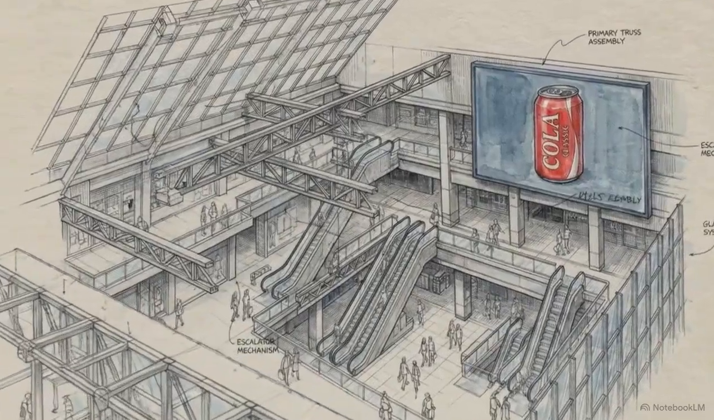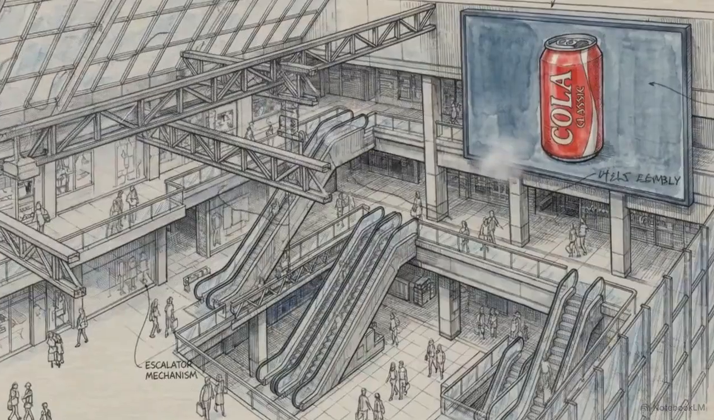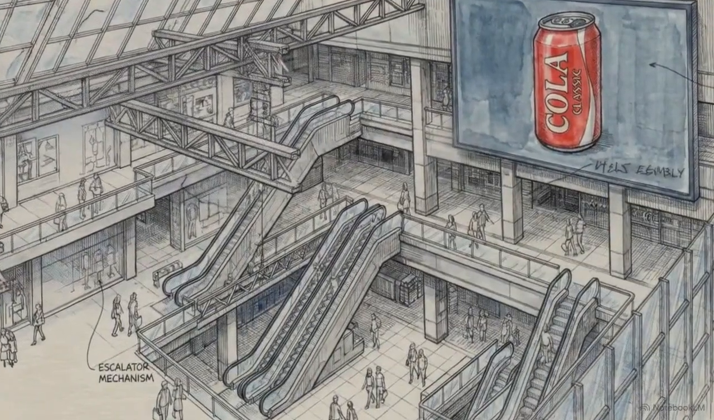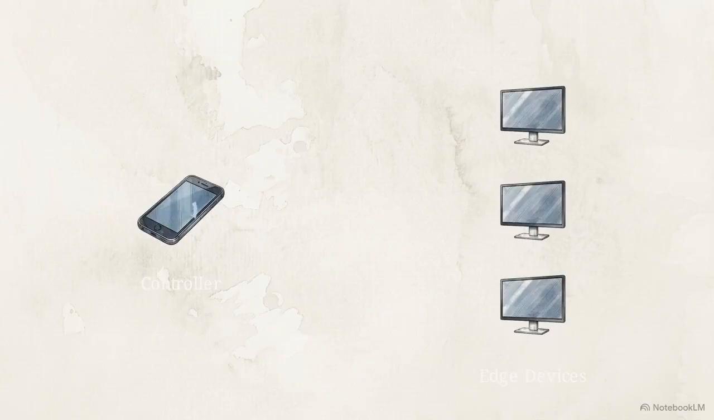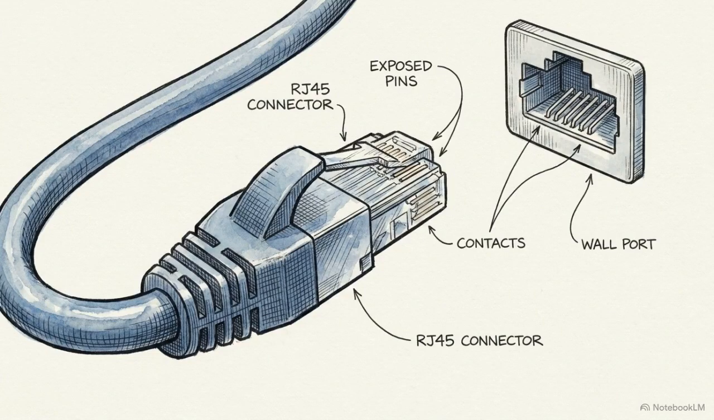A marketing manager clicks a button, and 1,000 miles away, a massive digital billboard inside a shopping mall instantly switches its imagery. This immediate physical reaction to a remote digital command relies on a process known as state synchronization across edge devices. Traditionally, maintaining this connection is fragile.